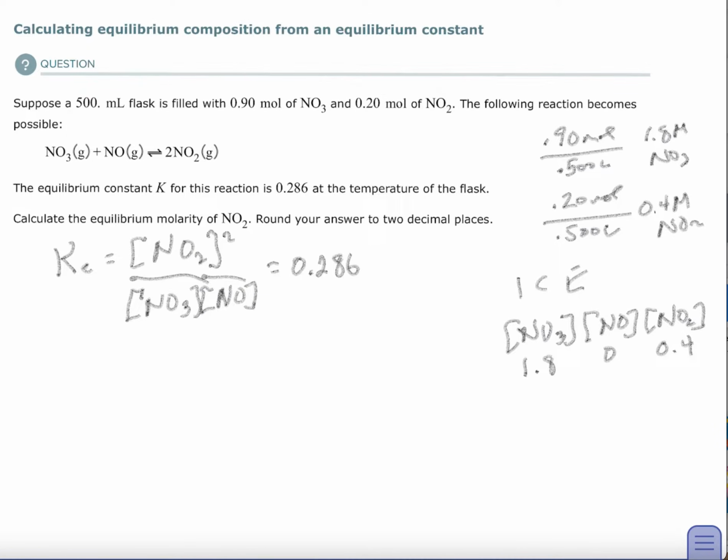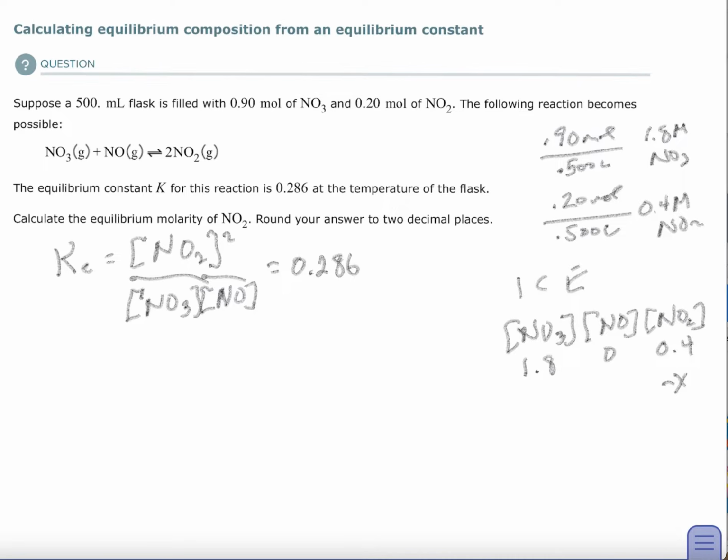Now, do you see that it's going away because I have no NO? So in order to get some NO, I'm going to go from products, which is NO2, backwards to reactants. So I'm going to be moving away from products, so I'm going to lose some of my NO2 to make my NO. That's what I'm going to do. So I'm losing it. So if this is going to be X, I'm losing X.